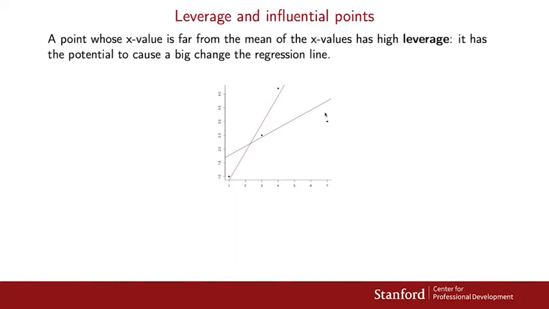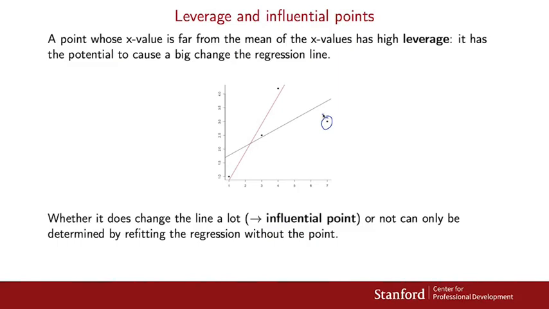Here's the regression line that we get if we omit this point here. We see that this one point has a big influence on the regression line. Such a point is called an influential point. Whether or not a point is influential can only be told by refitting the regression line without using that point.